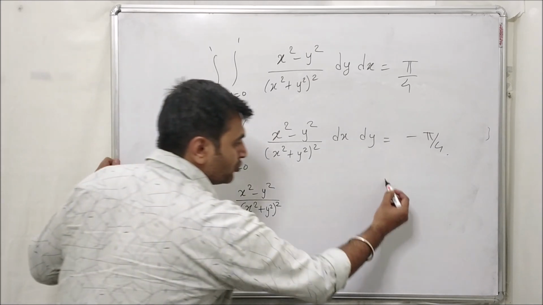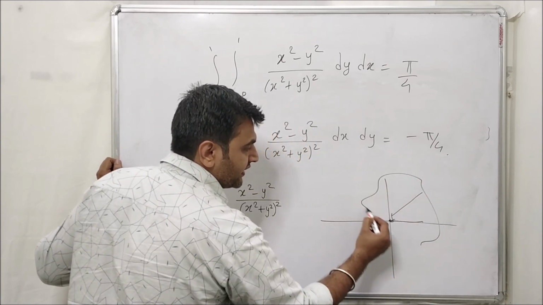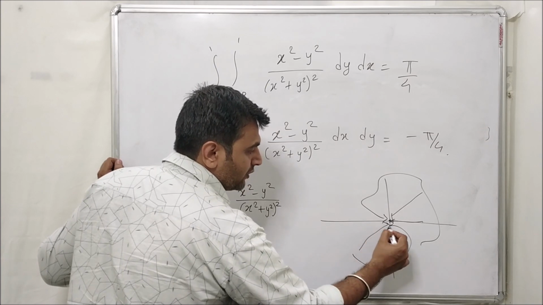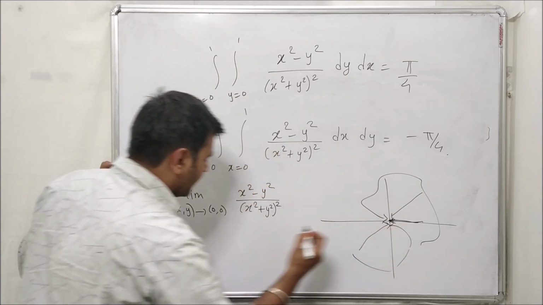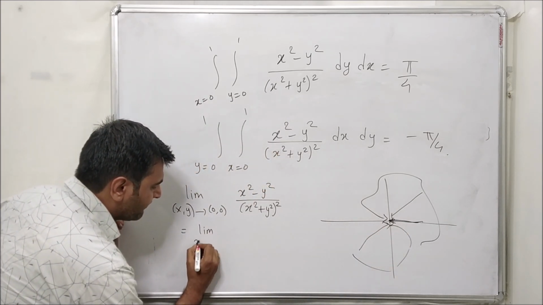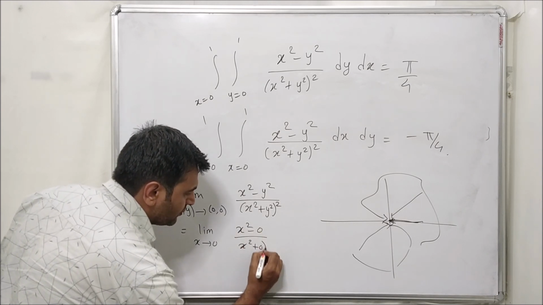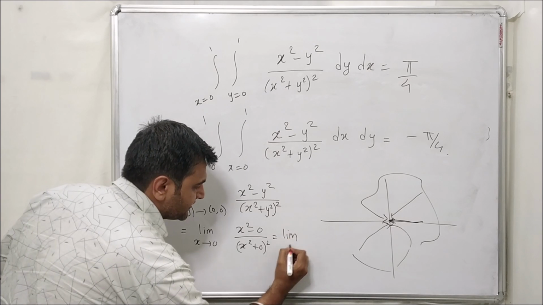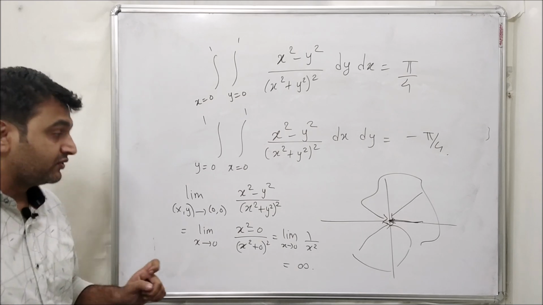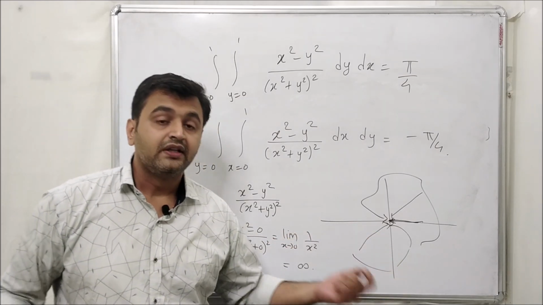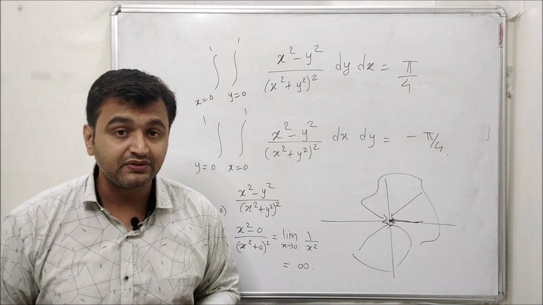Since I want to approach the origin, we know that there are infinitely many ways to approach the origin. So let's approach in a simple way. Let's approach along the positive x-axis. When I'm approaching along the x-axis, what is my y? Y is 0. So this is x square minus 0 upon x square plus 0 whole square. And what is this? This is the limit as x goes to 0 of 1 upon x square, which is infinite. So therefore the limit does not exist at 0, 0. Since the limit does not exist, the function is not continuous at the origin.